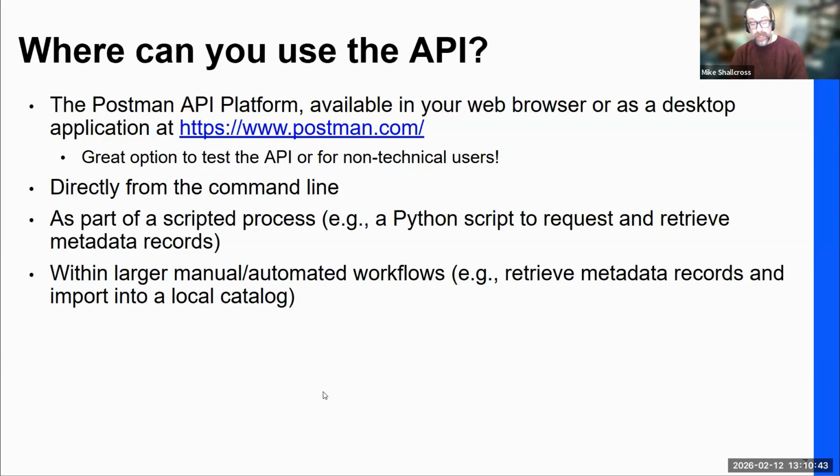You can also interact with the API directly from your computer's command line terminal or as part of a computer script. For example, a small Python application that requests and retrieves metadata records. Users can also employ the API within more extensive manual or automated workflows, such as a process that retrieves metadata records from ICPSR and then imports them into a local library catalog.